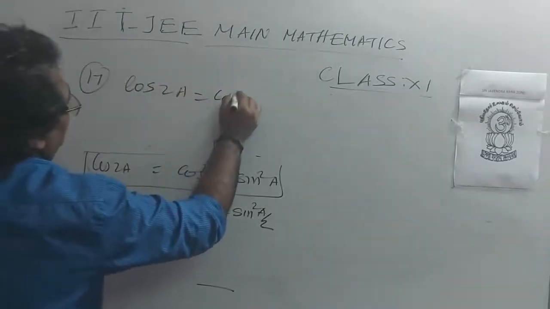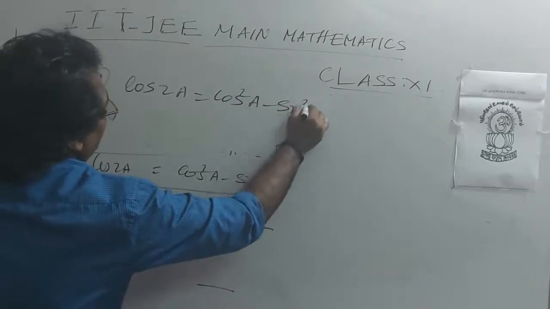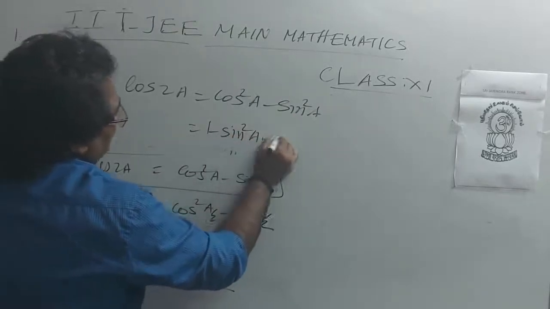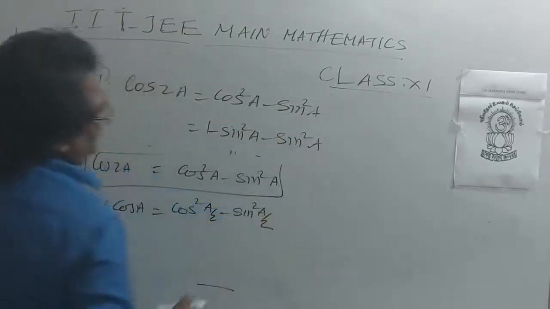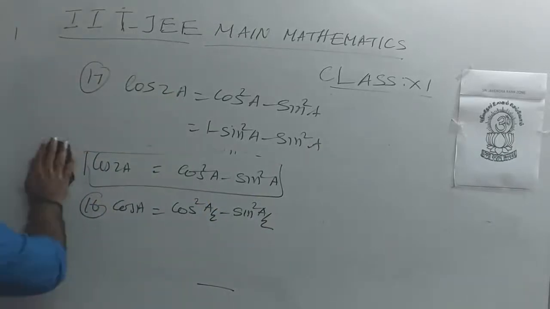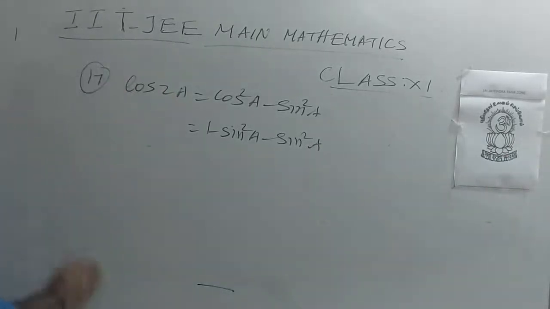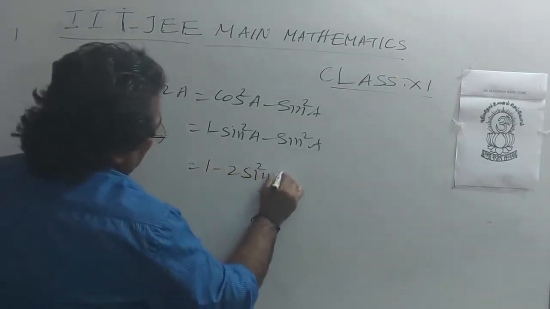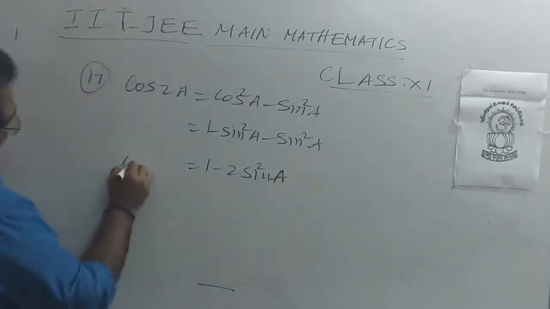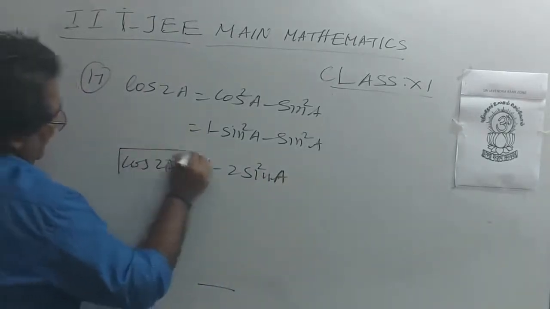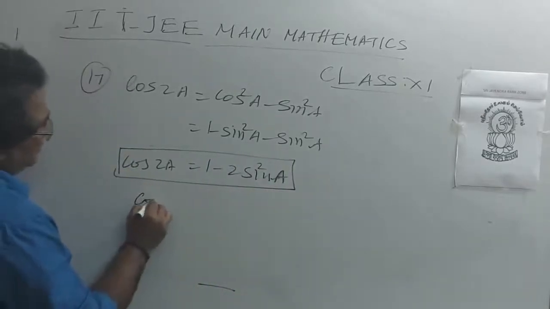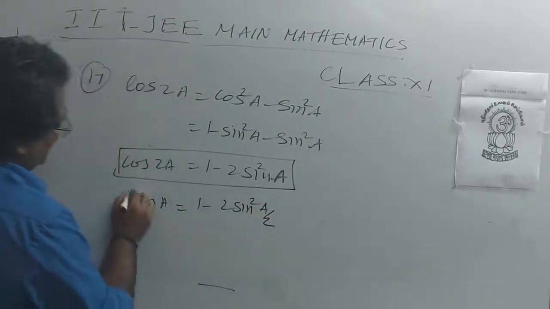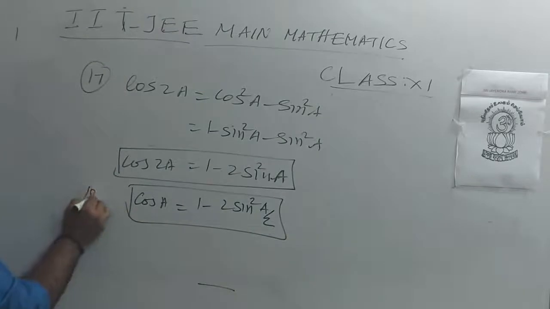Cos 2a equal to cos squared a minus sin squared a. But we know that cos squared a equal to 1 minus sin squared a. So cos 2a equal to 1 minus 2 sin squared a. So cos a equal to 1 minus 2 sin squared a by 2. That is another formula.